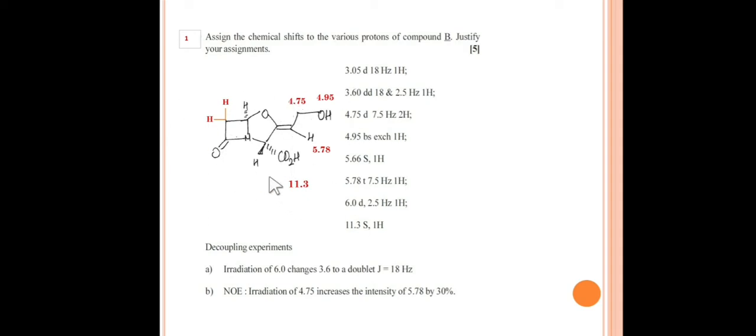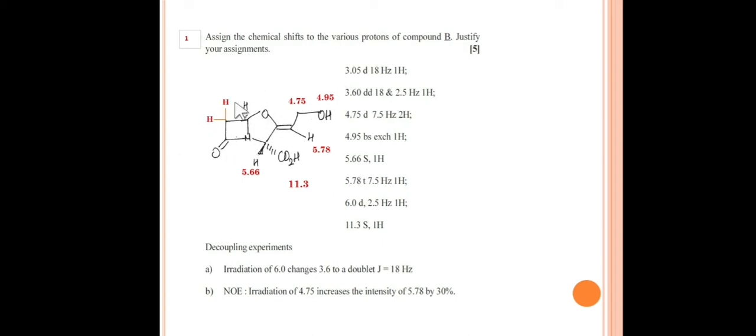Let's go to this side. Now you can see here there is only one hydrogen which is not coupling with any other coupling partner. That means it will show a singlet. You can see here there is a 5.66 singlet of 1H. It is at 5.66 because it is near the nitrogen as well as near the COOH. That's why it is going downfield to 5.66 and showing a singlet of 1H. That means this proton will come at 5.66.